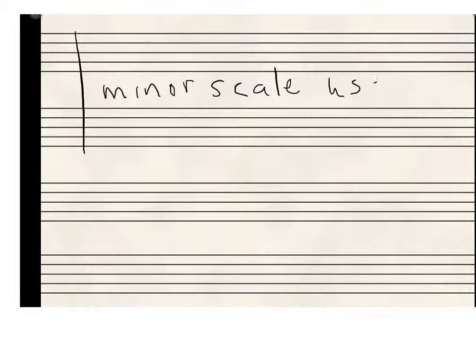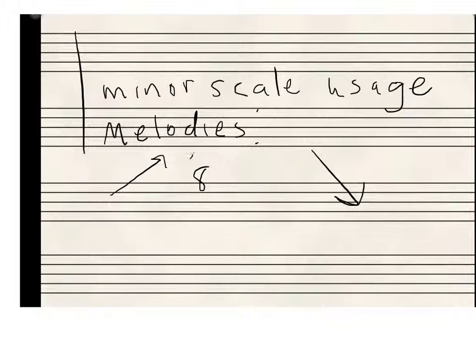Minor scale usage. As you know, when we're writing melodies in the minor scale, if we're reaching up toward scale degree 8, which is the same as scale degree 1, we like to use the raised versions of scale degrees 6 and 7. But when we're pointing down toward 5, we like to use the lowered versions of 7 and 6.